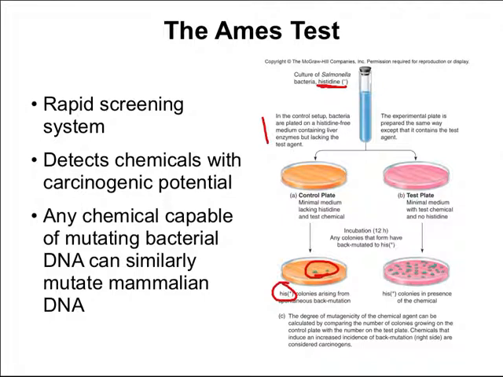However, if there's a significant difference between the number of colonies growing on the control plate and the number of colonies that are present in the plate that contains the chemical, then we know that the rate of back mutation is much higher on this plate, and thus the test chemical must be an issue. A pretty simple dynamic test.